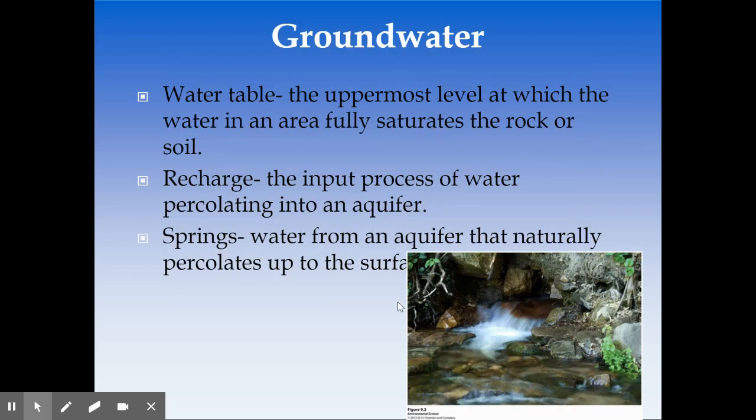And so here, once again, I said the water table, that's going to be our uppermost level of water. Typically, it's fully saturated with the rock or soil. Our recharge, that's going to be the input process of water percolating into that aquifer. And springs are usually water from an aquifer that naturally percolates up to the surface. And so that water is going to actually be very pure because as the water passes through sediment and soil, it is a purification process as well. So that's oftentimes why we get a lot of our water from aquifers.